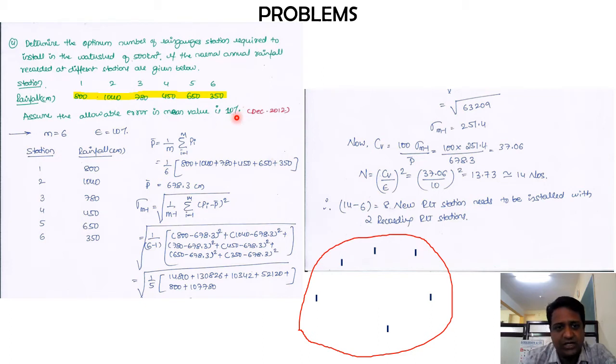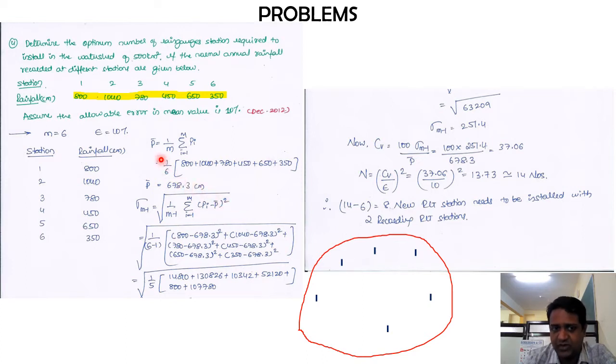To start with, we have the same set of formulas. N, the optimum number of rain gauge stations, is equal to Cv by epsilon the whole squared, where Cv is given by 100 sigma m minus 1 divided by P bar. Here sigma m minus 1 is nothing but the standard deviation, for which the formula is the square root of 1 divided by m minus 1 times the summation of i varying from 1 to m of Pi minus P bar the whole squared.